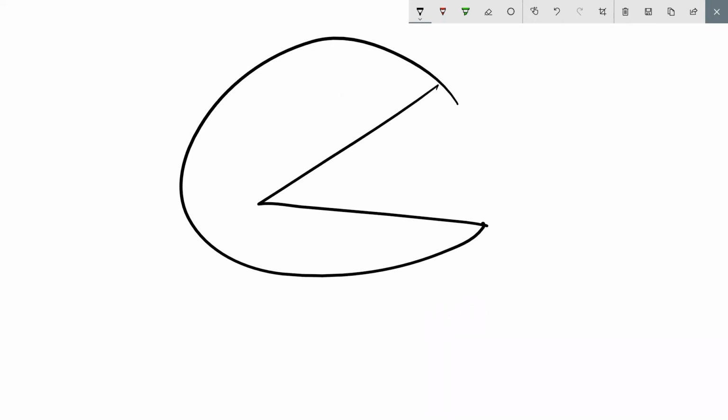Now you can apply this to something like a Pac-Man shape. So let's say that the radius is the same again, and this time we just have to move the angle to out here, and then we can just continue to solve.